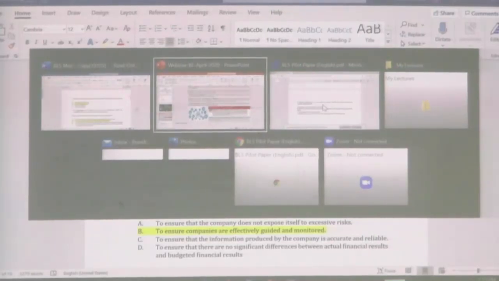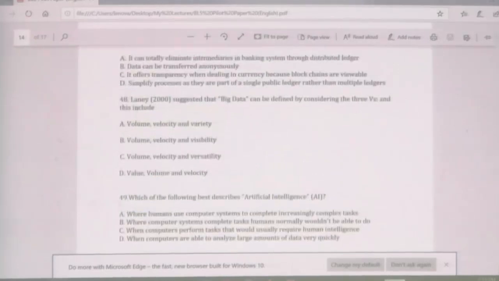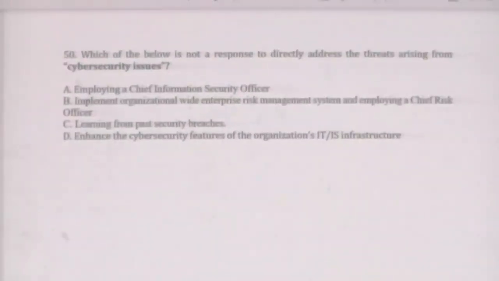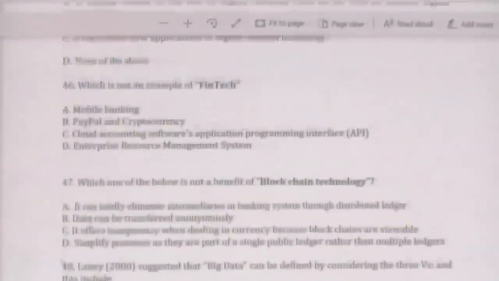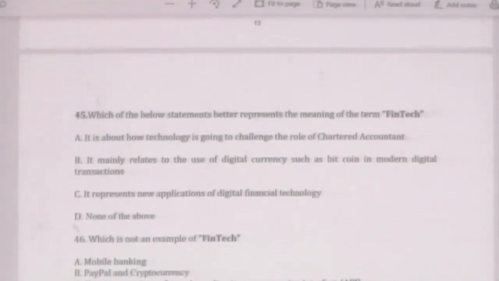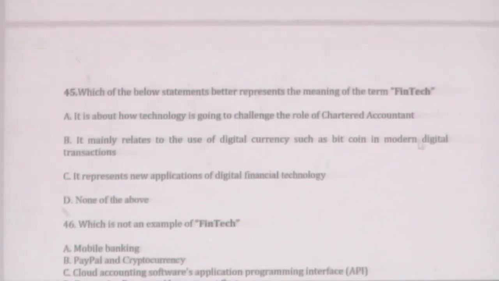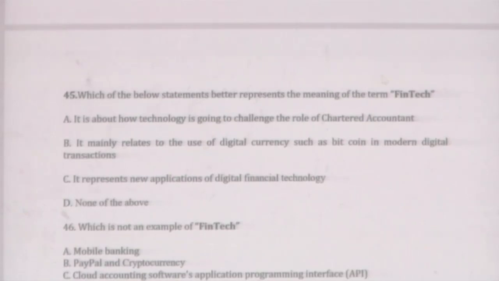Right. How do you want to start, with question number 50 or we will go from question 45, FinTech. So, what is the correct answer? FinTech. If you remember my explanation about FinTech, is it about technology that is going to challenge the role of chartered accountant? No.